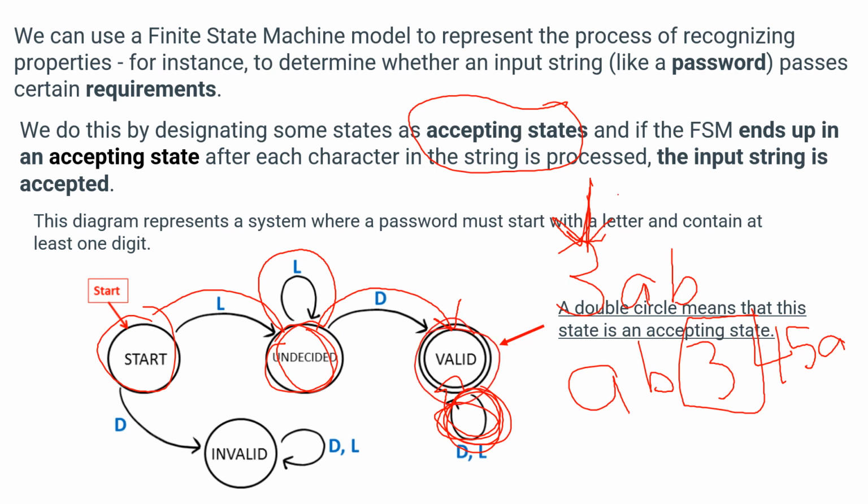Okay, so that's a nice little example of a finite state machine that goes through this process of validating something, determining if a property holds up or not.